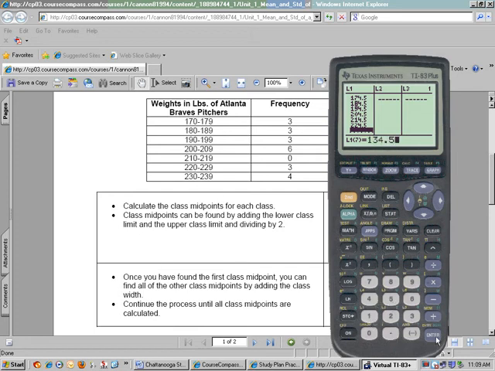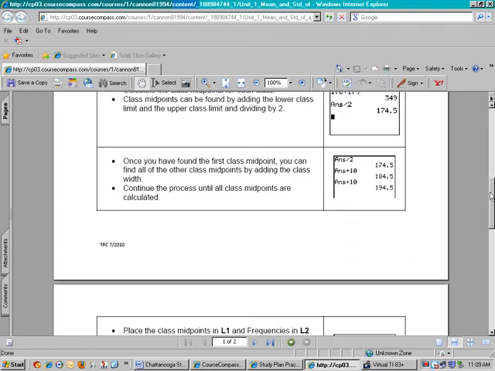So you place your class midpoints in list 1. Okay, now we place our frequencies in list 2. I just move the arrow key over, we put those in, 3, 3, 3, and then we have 6, 0, 3, and 4. Okay, now what we're trying to do is find the mean and standard deviation of a frequency table or frequency distribution. So I want to scroll down and show you the next steps.